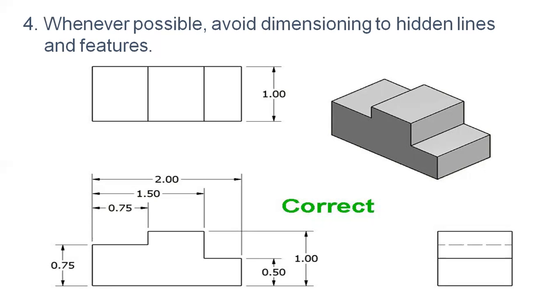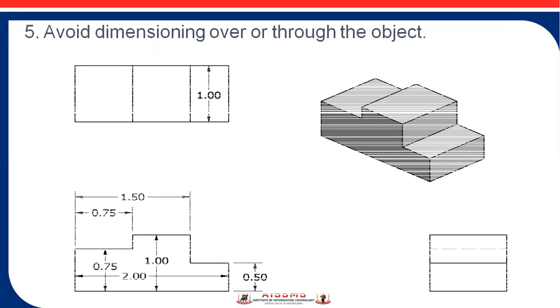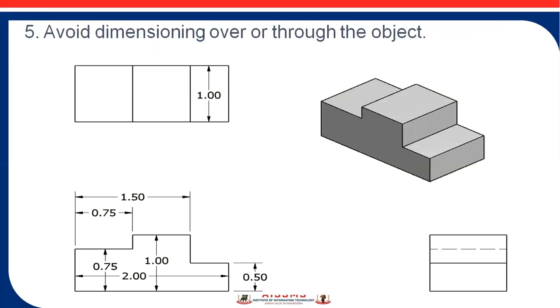Then the next rule is to avoid dimensioning over the object. If you see, dimensions should not be shown inside the object. Here 1 mm is mentioned inside the object, and the dimension lines with the arrowheads are crossing each other. So this is not the correct way of dimensioning.